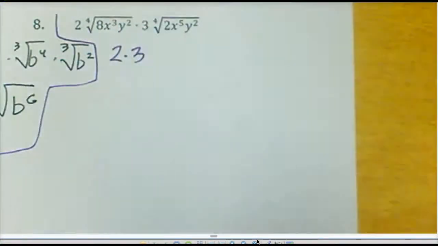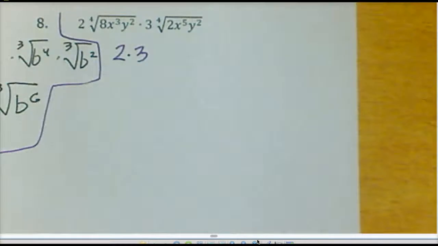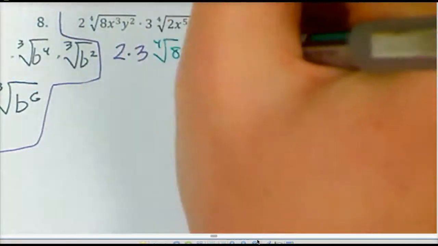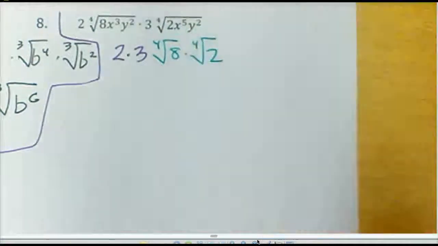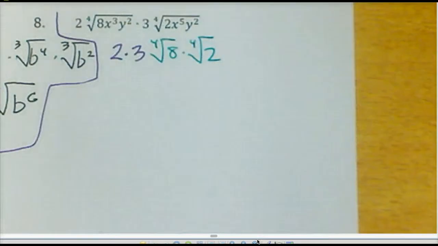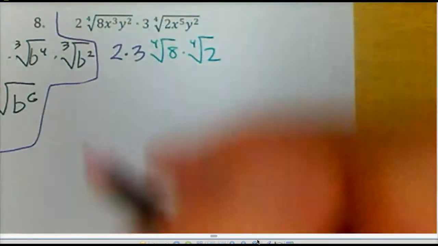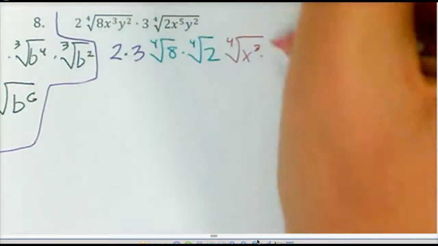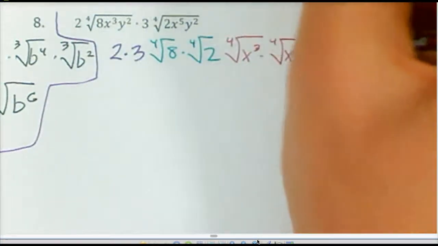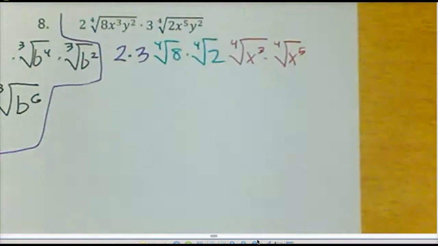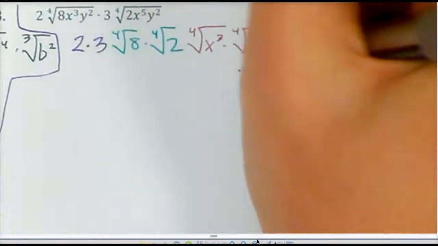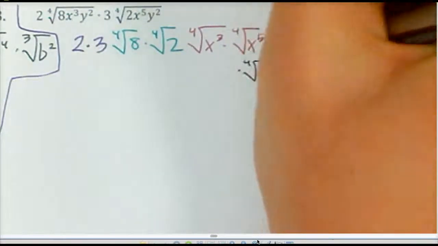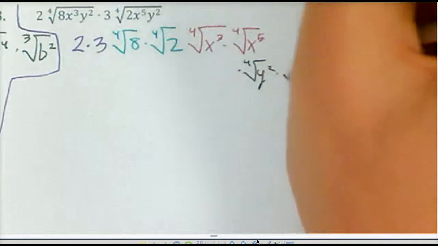So I'm going to put 2 times 3 together. Then I have a 4th root of 8 times a 4th root of 2. I'll put those together. I have a 4th root of x cubed in my first radical, and my second radical has a 4th root of x to the 5th. And then finally with my y's, I have a 4th root of y squared and another 4th root of y squared.